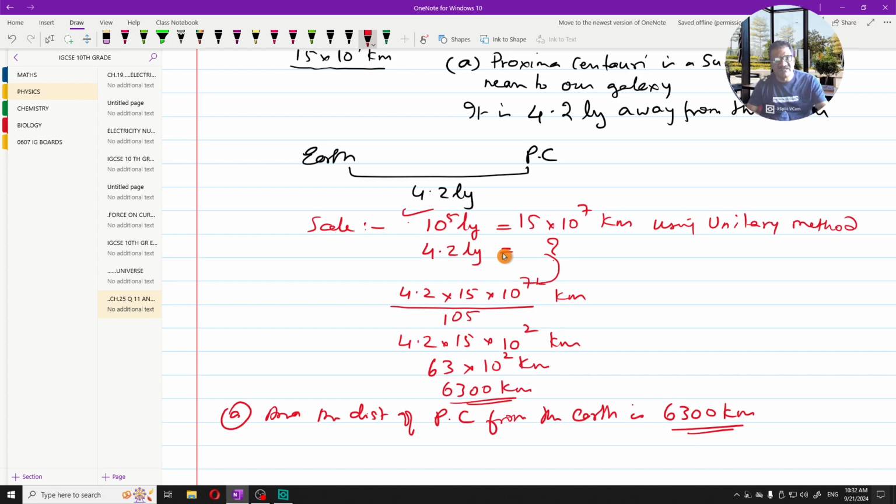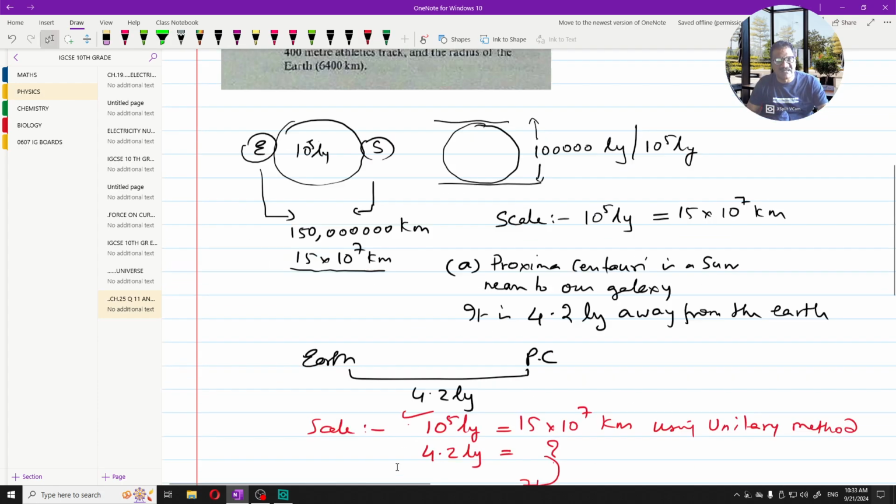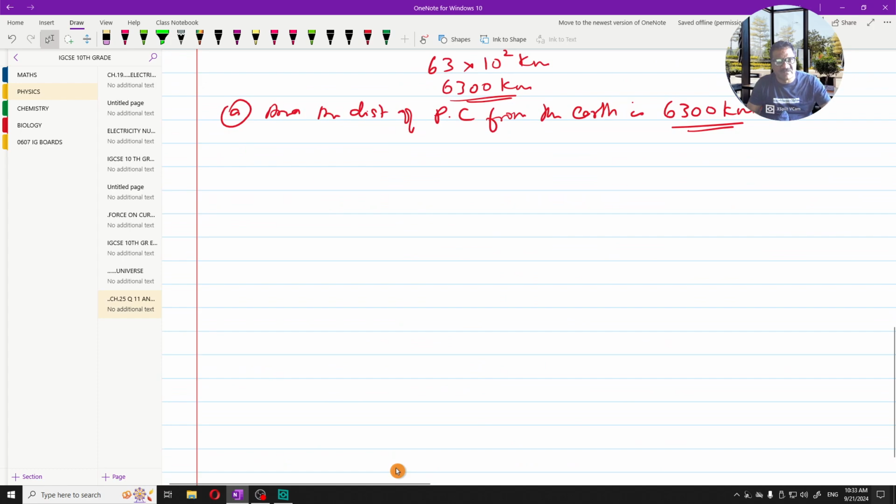Now let us check what is the B question. Part B is, you have to find in a similar way the distance from the earth of this planet Pluto, and this distance you have to find in kilometers. Again a similar question, but this time you have to find the distance between the Earth and the Pluto. So let us go for that. Now I am doing part B: you have to find the distance between Earth and Pluto.